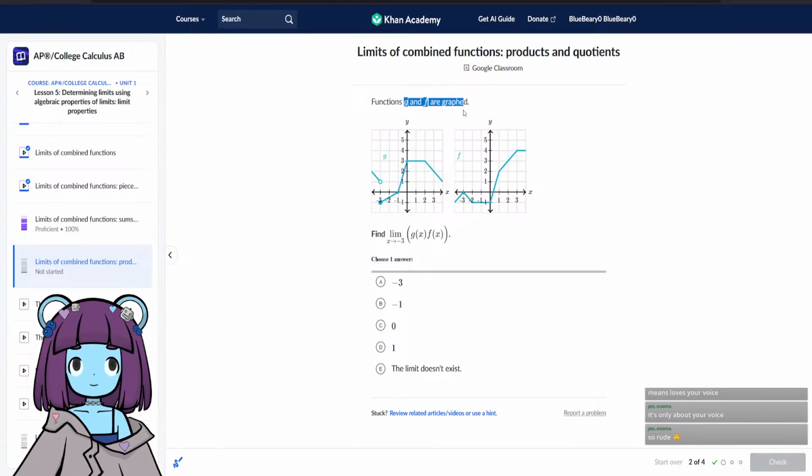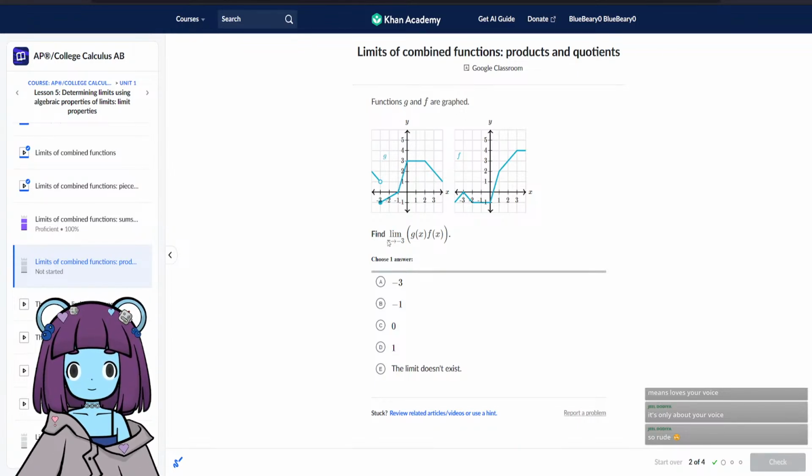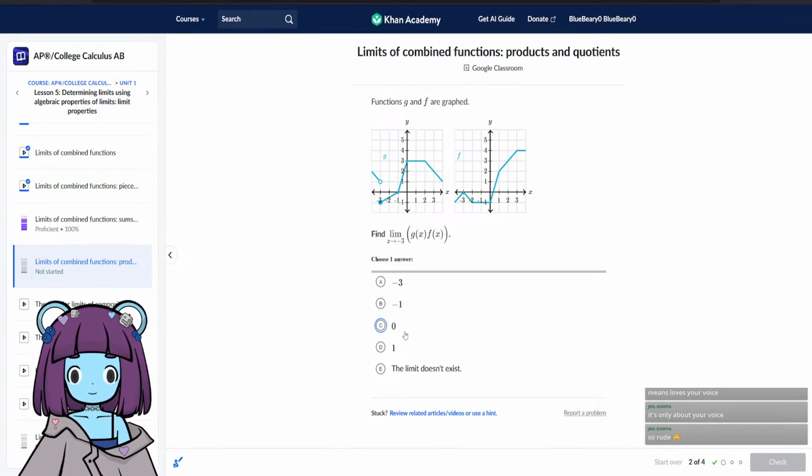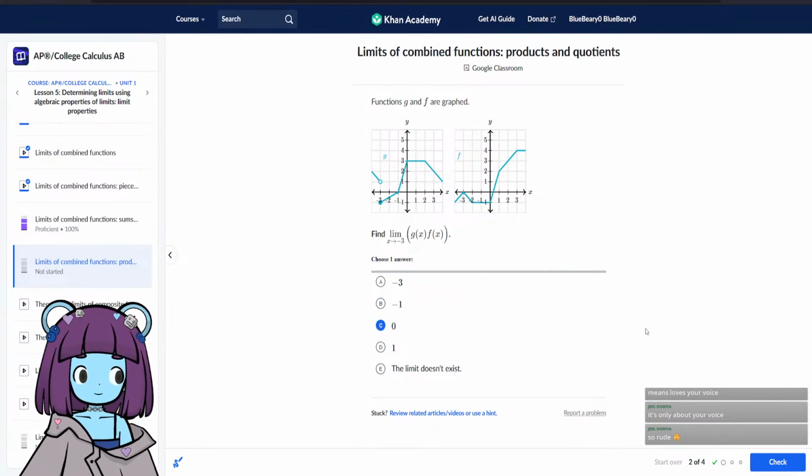Graphs g and f are graphed. Find the limit as x goes to -3 of g times f of x. And they are separate, so let's do it from the left side. So g of x approaches 1 from the left side, and f of x approaches 0. So that's 0. And then from the right, g of x approaches -1, and f of x approaches 0. So the limit is 0.